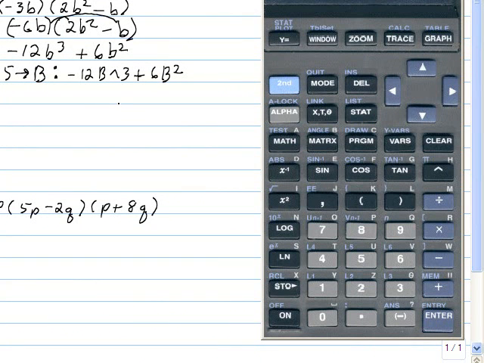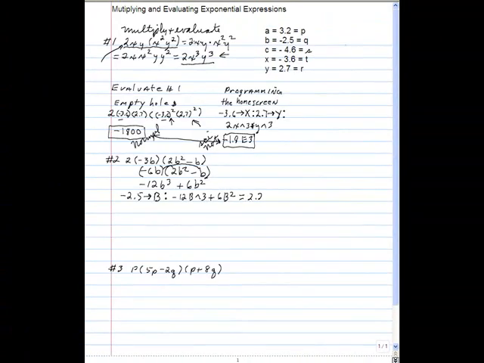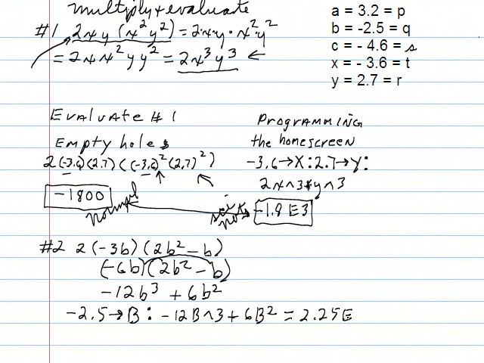And I get the value 2.25E2. Now E, remember, means times 10 to the power. So that's 2.25 times 10 to the power 2, which means I moved my decimal 2 places to the right. So in normal form, my answer would be 225.